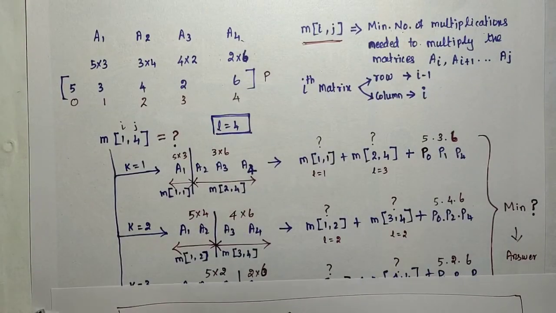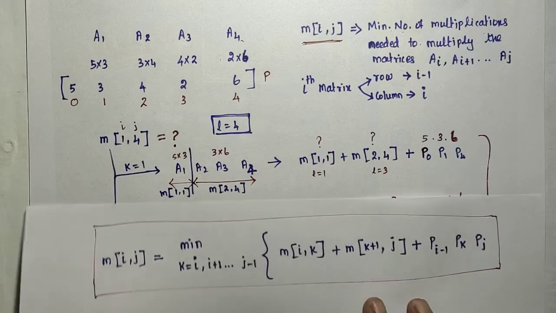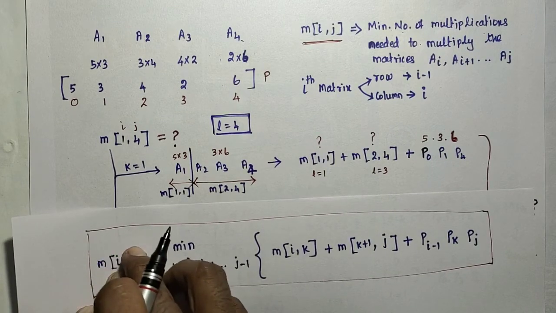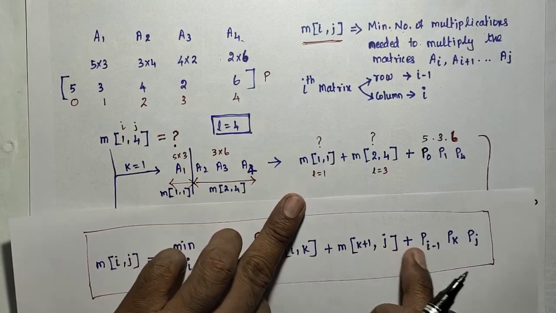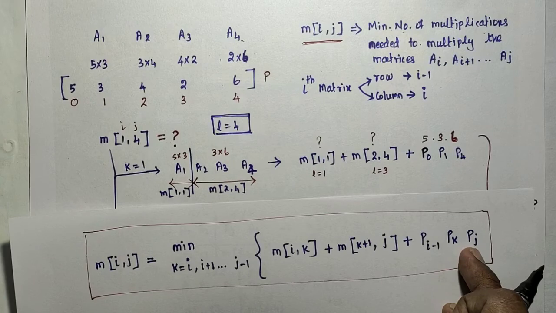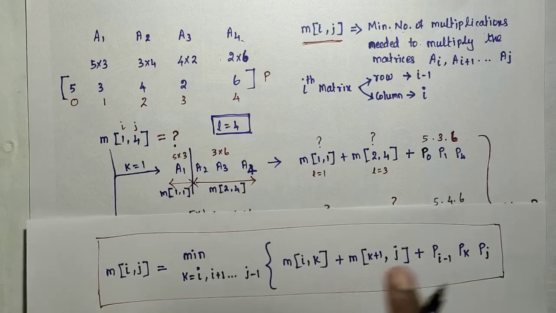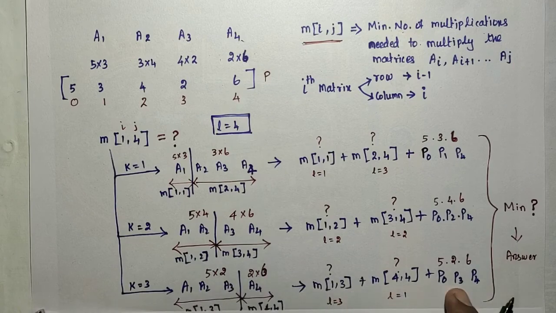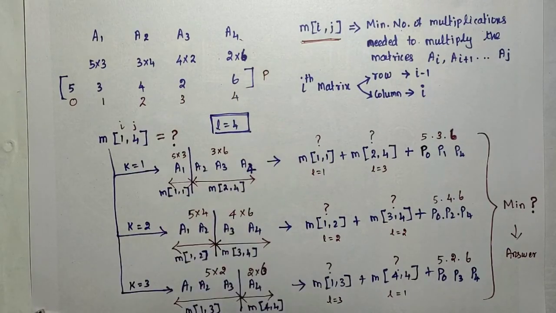If you substitute k equal to 1 here, you will get this one: m of 1 comma 1 plus m of 2 comma 4 plus P i minus 1, that is P0, j is 4 so P4, and k is 1 so P1. So P0, P1 and P4, like that we will get. If you substitute k equal to 2, we get the second one. If you substitute k equal to 3, you get the third one. From that we need to obtain the minimum. So k will go up to 3. So this is an algorithm.